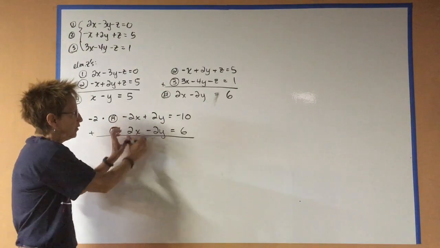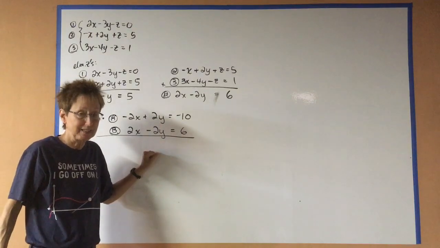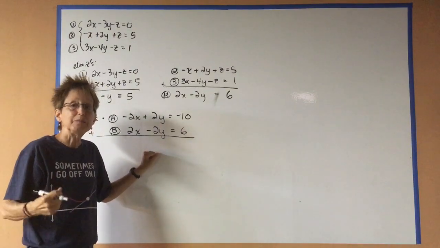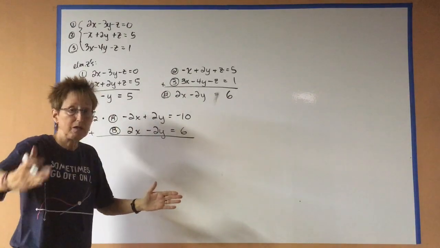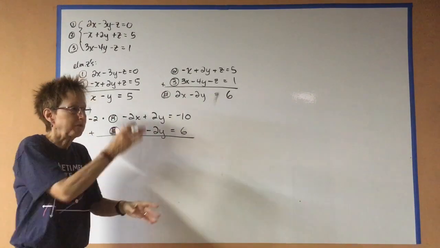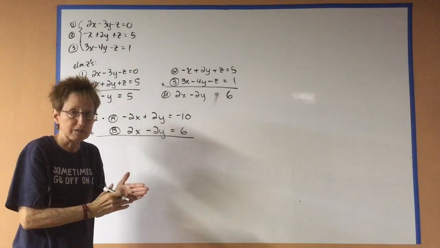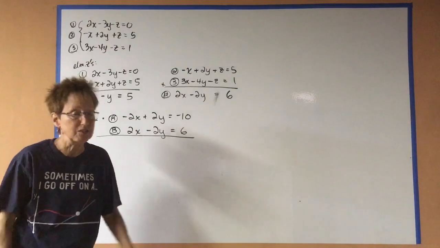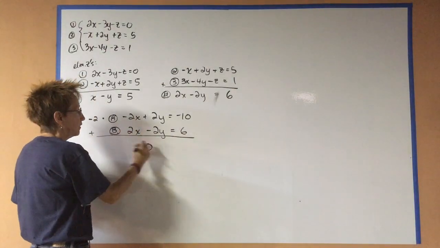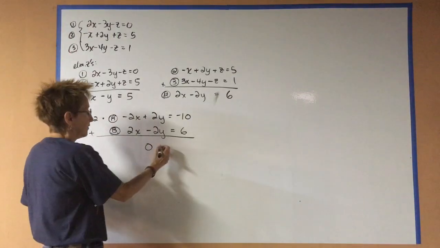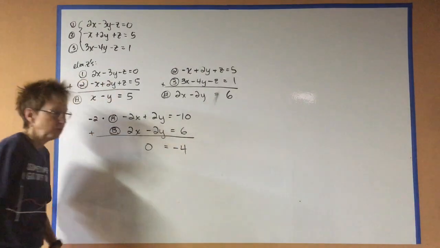The minute your variables get eliminated completely, all the variables get eliminated completely in this process, it means you have one of two special cases. Either the planes are parallel and there is no solution, or the planes intersect in a line and there's an infinite amount of solutions, or it's the same plane and there's an infinite amount of solutions. So everything over here goes away and I have 0 on the left side, and on the right side I add these two and I get negative 4.